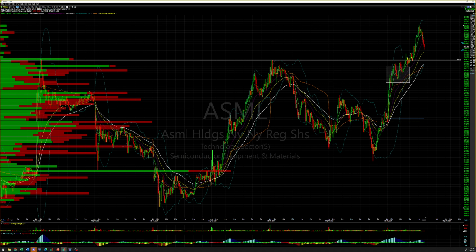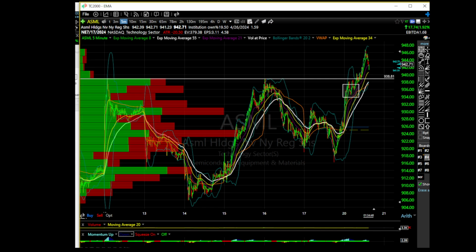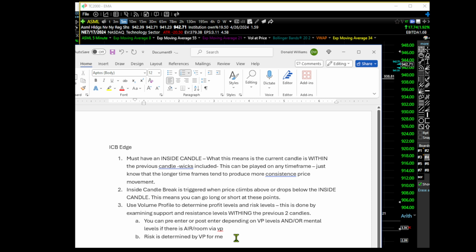Okay, so the stop out is always VP based. You always want the high side VP players happy. You start getting under them, look for a failed breakout.